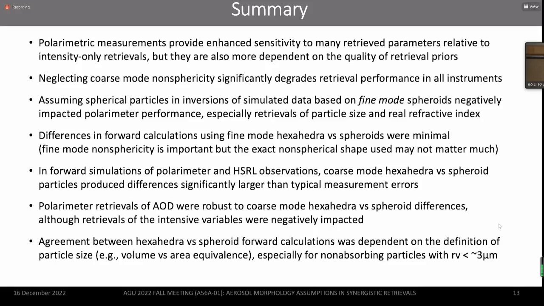In forward simulations of polarimeter and HSRL observations, coarse mode hexahedra and spheroid particles produce differences that are significantly larger than measurement errors, especially at sizes above 3 microns. And polarimeter retrievals of AOD actually turn out to be very robust, even if you assume different non-spherical shape models. And I'll stop there. Thank you.